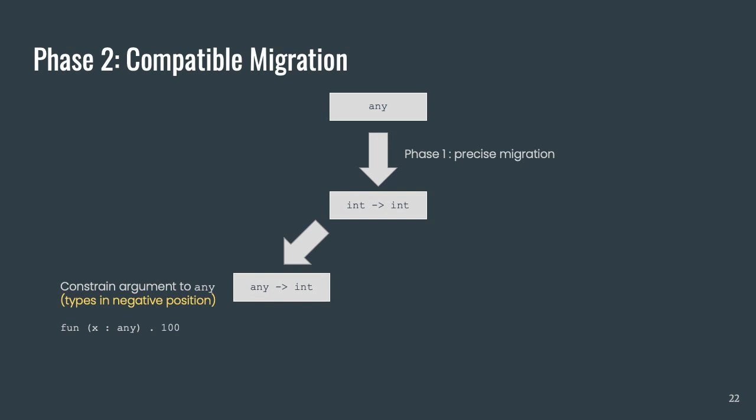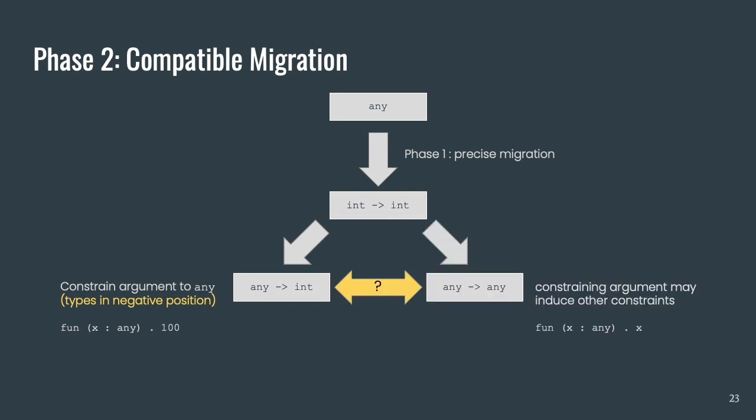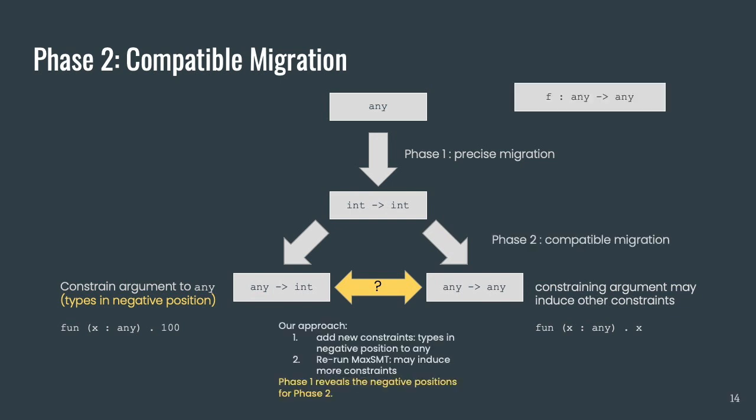Here's an example of a program where this is correct. A constant function that returns an integer might have type any arrow int because the result is always int. However, consider this other case in which any arrow int is incorrect, the identity function. The result type is going to match the input type, so the result should also be any. You'll notice that the only way to tell the difference between these two cases is to look at the expression again. So what we do is we add new constraints to the solver, and we rerun maxSMT, which may change annotations and change the final type.